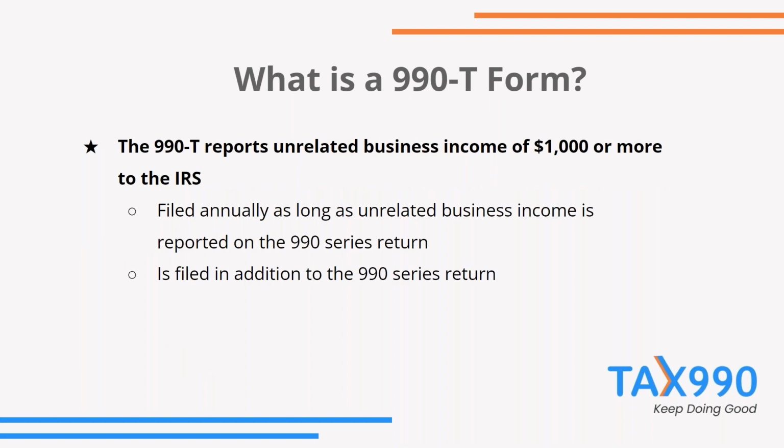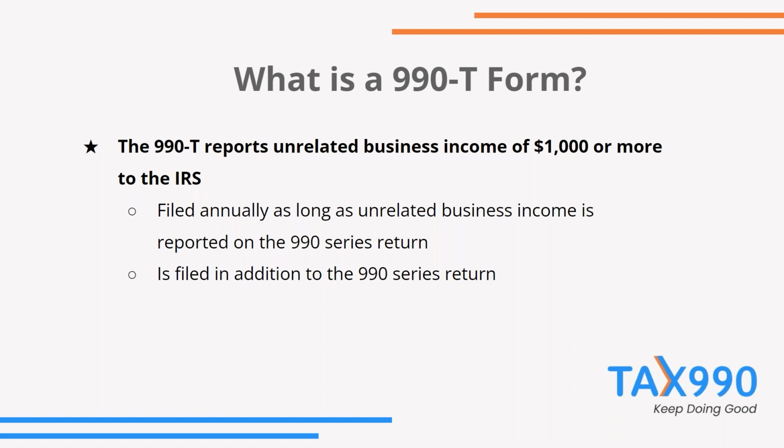The Form 990T is used to calculate and report unrelated business income of an organization to the IRS during the tax year. The return must also be filed annually with the IRS in addition to the annual 990 series return. If an organization reports a gross income amount of $1,000 or more from unrelated business income for the tax year on their 990 series return, they are likely required to file a 990T form as well.